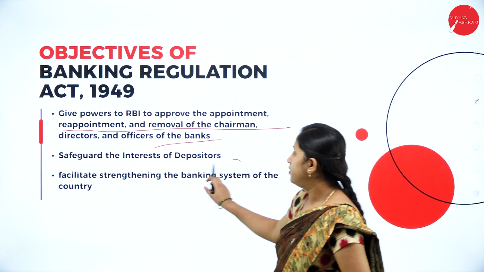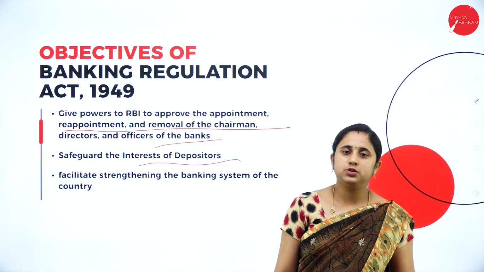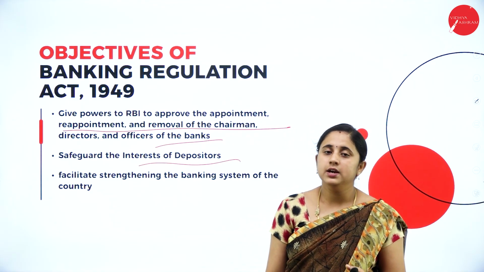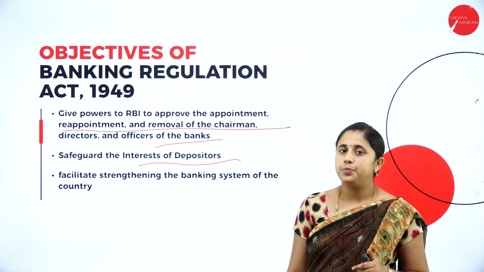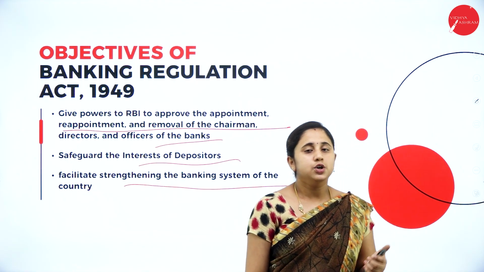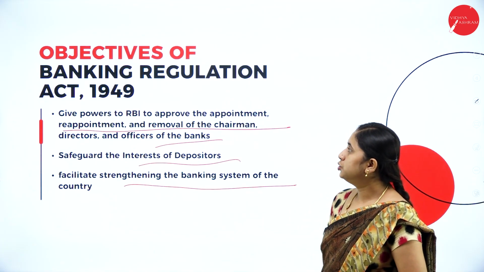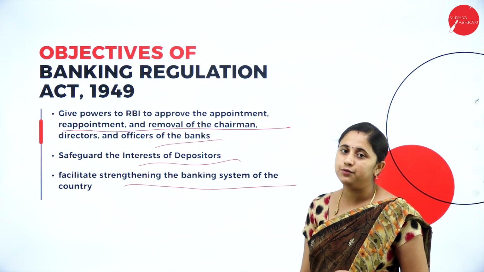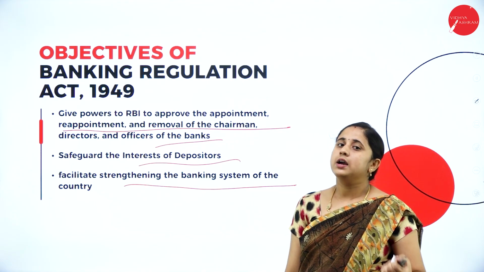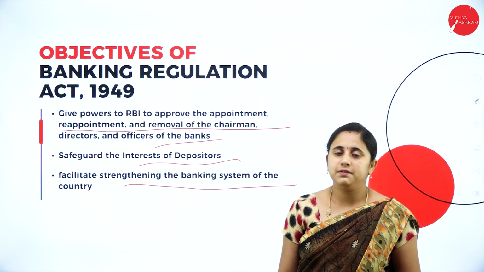It safeguards the interest of depositors. RBI looks after the activities of commercial banks and cooperative banks in order to safeguard customer deposits and protect customer interest. It facilitates strengthening the banking system of the country. Through this Banking Regulation Act 1949, they strengthen the banking system, protect the customer and depositor interest, as well as regulate banking activity in India.